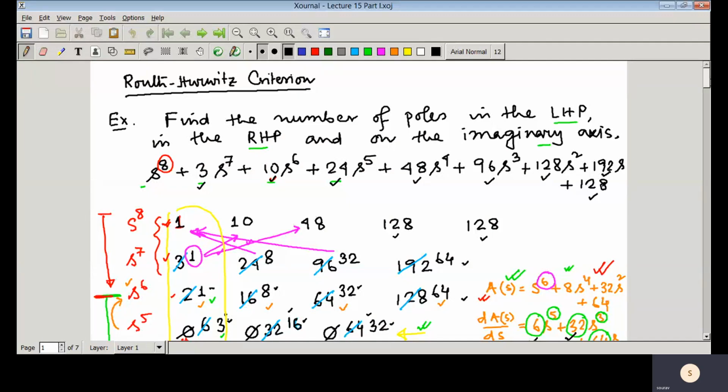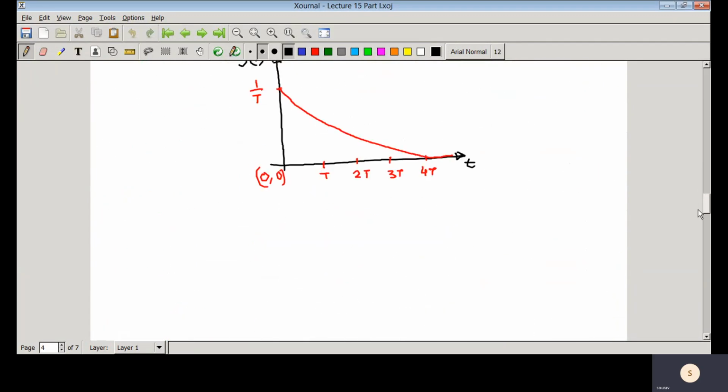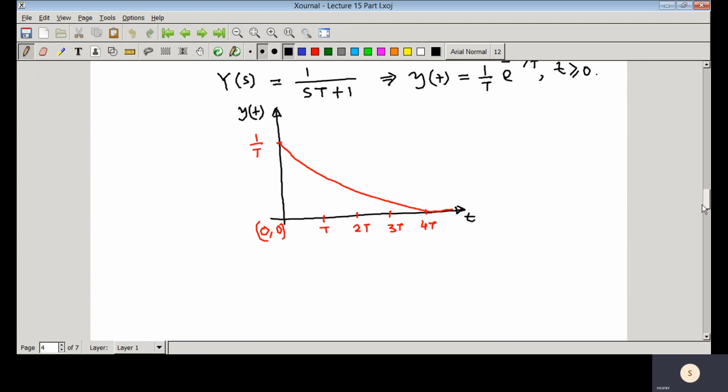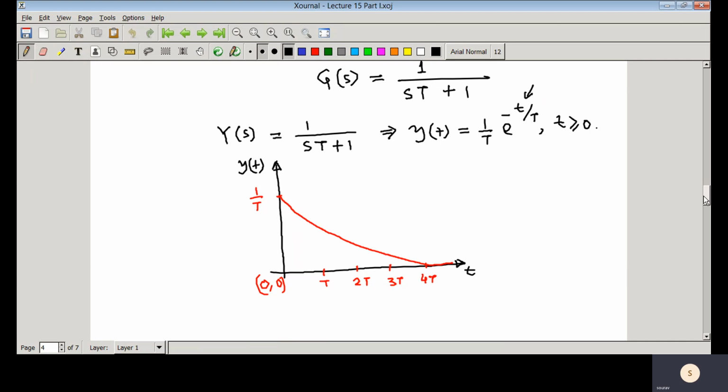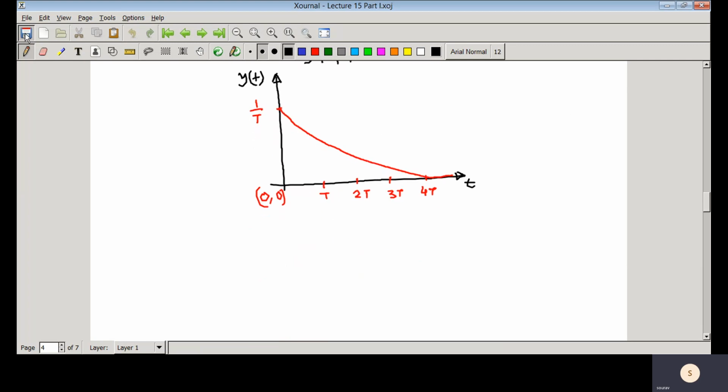So here we are discussing that response, that unit impulse response we have done, and because of some technical problem, we need to repeat it again. I am repeating it again because that portion is not saved here.